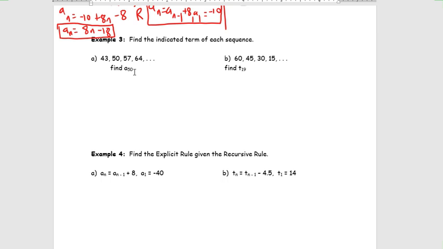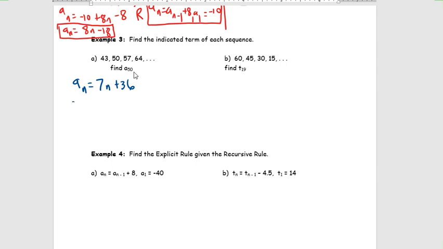plug 50 into it. So I'm going to go the shortcut method, a sub n equals, well, what's my common difference in this sequence? It is 7. So that would be 7n. That's basically our slope. Now I need the y-intercept, so all I would have to do is to go back 7 instead of up 7. So what would that be? 43 minus 7 is 36. So there is the explicit formula for this sequence.